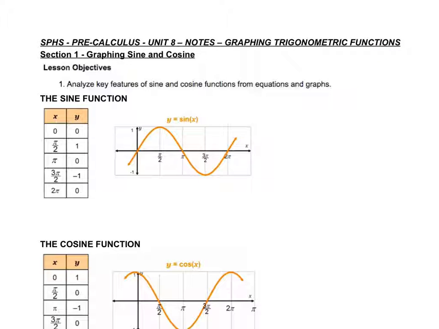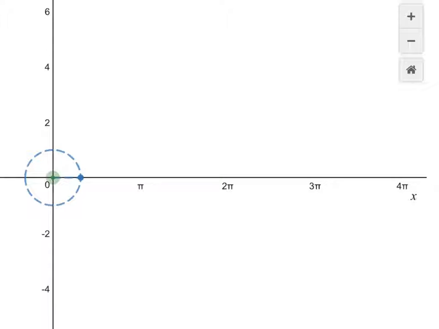Okay, so in Section 1 we're going to be graphing the sine and cosine functions. Before we get into the graph of each of these, what I want to do is show you an animation. In this animation, you have a unit circle right here. Here's your center, here's your point on the circle. We're going to go around this circle and analyze sine.